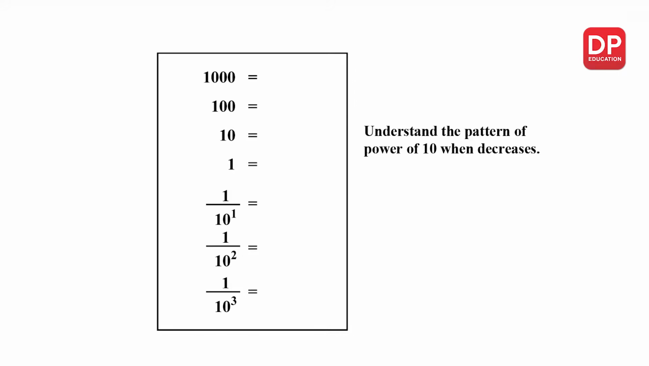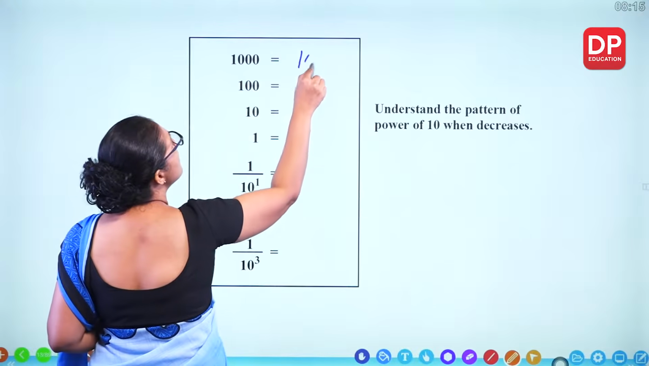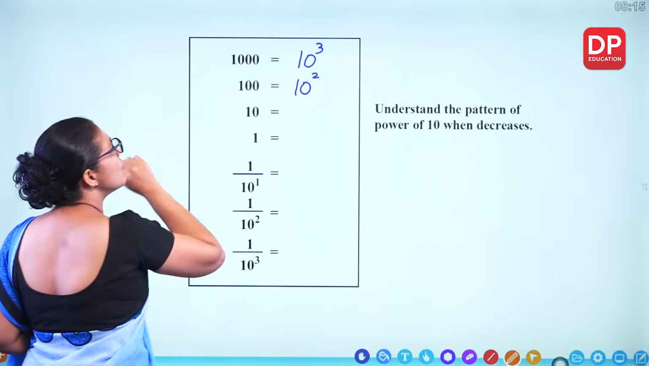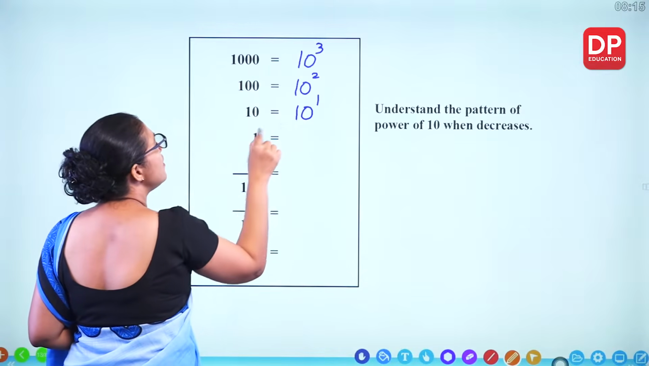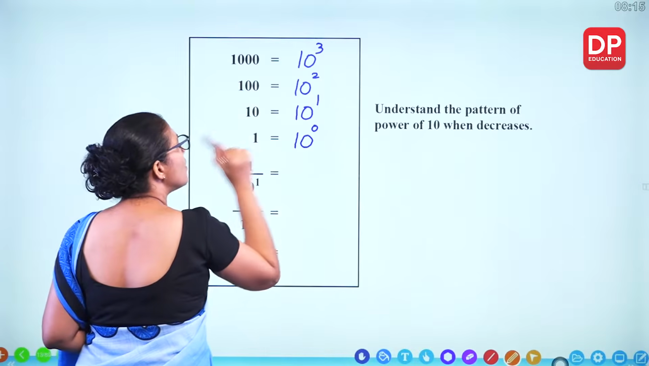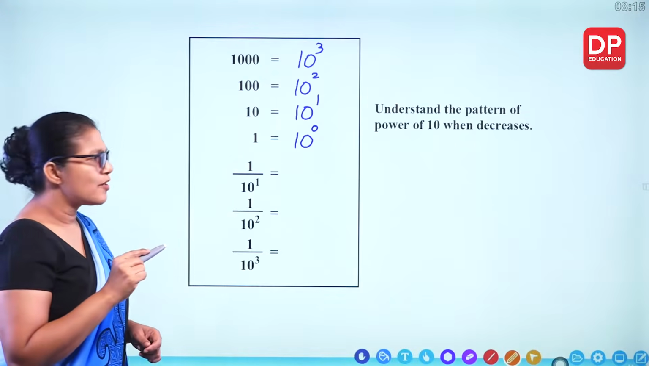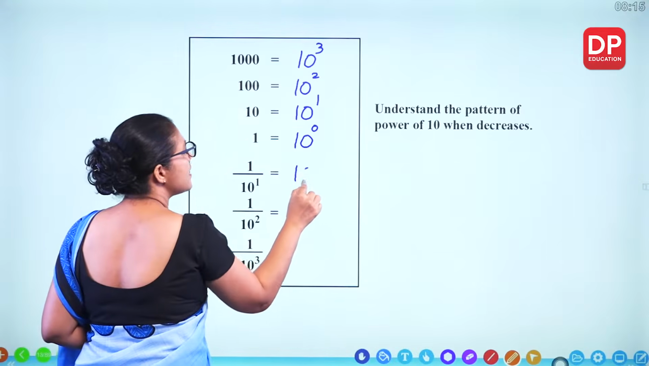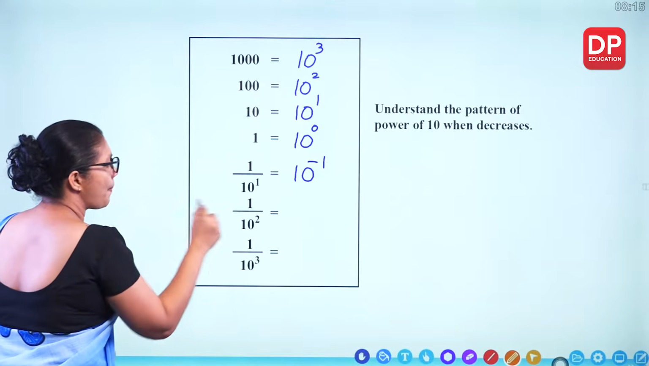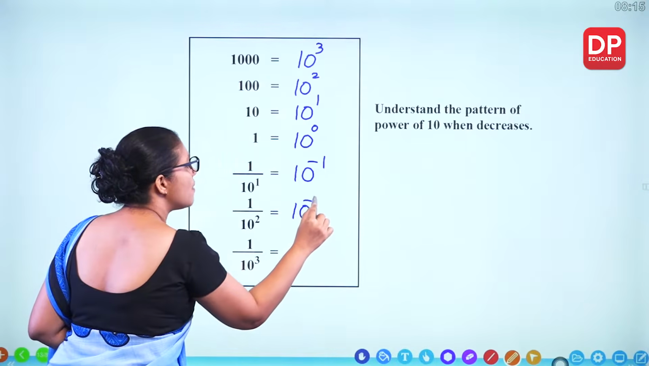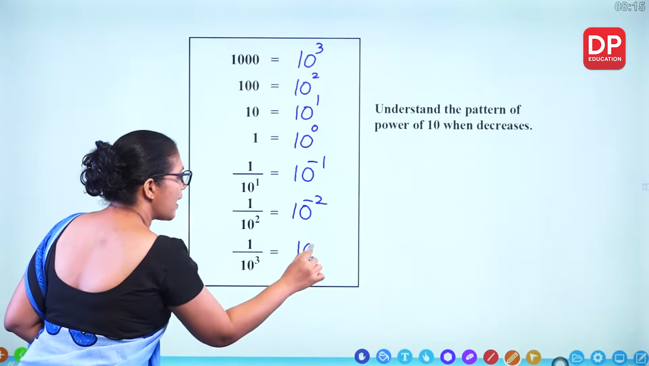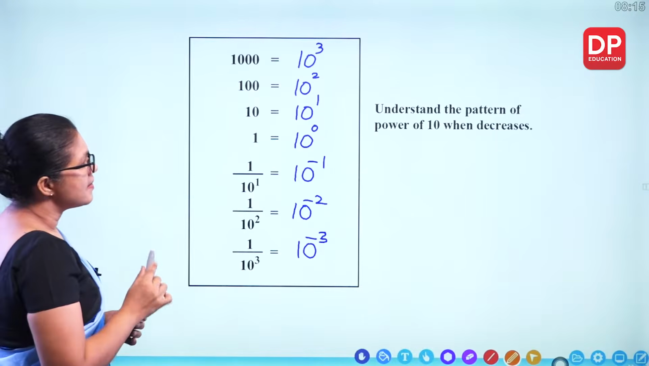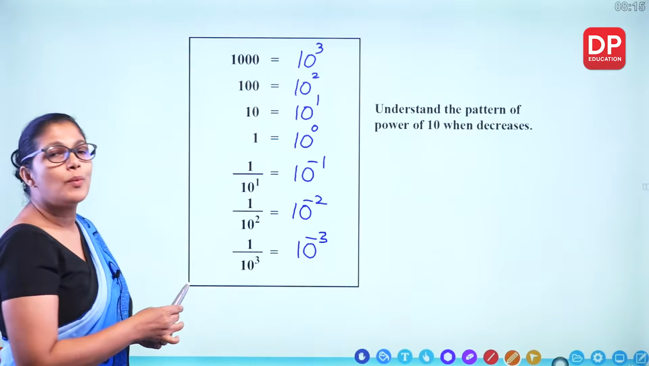1000. How can you write it as a power of 10? 10 to the power 3. 100, 10 to the power 2. 10 means 10 to the power 1. 1, 10 to the power 0. Any base to the power 0 is 1. This one, 1 over 10, I can write as 10 to the power -1. 1 over 100 means 10 to the power -2. This one I can write as 10 to the power -3. Understand the pattern of the power of 10 when it decreases.